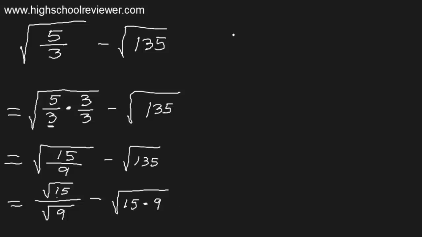Okay, now let's continue. We cannot simplify square root of 15, so this will be square root of 15. But we can simplify square root of 9, and the square root of 9 is 3. So minus. We cannot simplify square root of 15, but we can simplify the square root of 9. The square root of 9 is 3. And what will be left here will be the square root of 15.